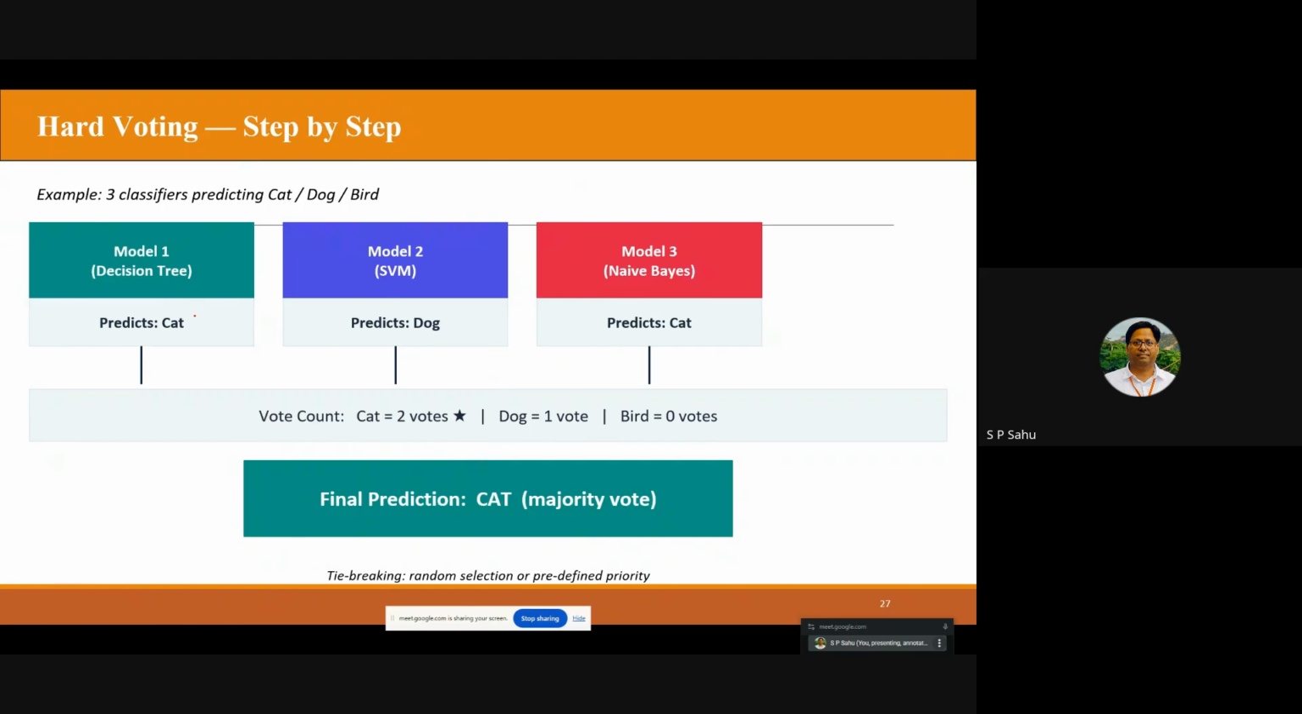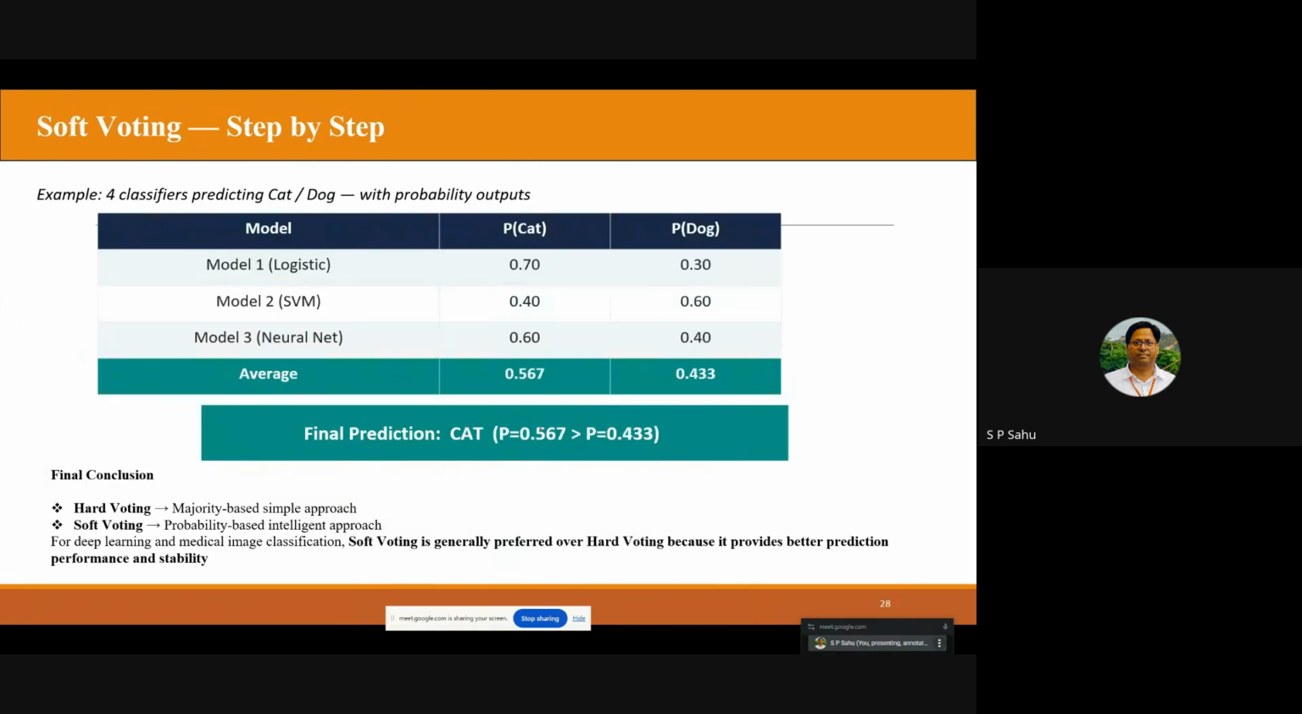So just for example, model 1 SVM, model 2 decision tree, and Naive Bayes, and we are just categorizing cat, dog, and bird. The first one categorizes it as a cat, the second as a dog, the third as a cat. So we'll have two votes for cat, so the final prediction will be cat.